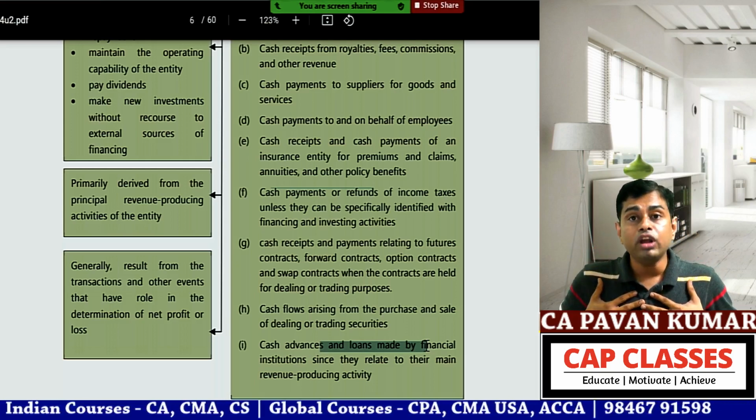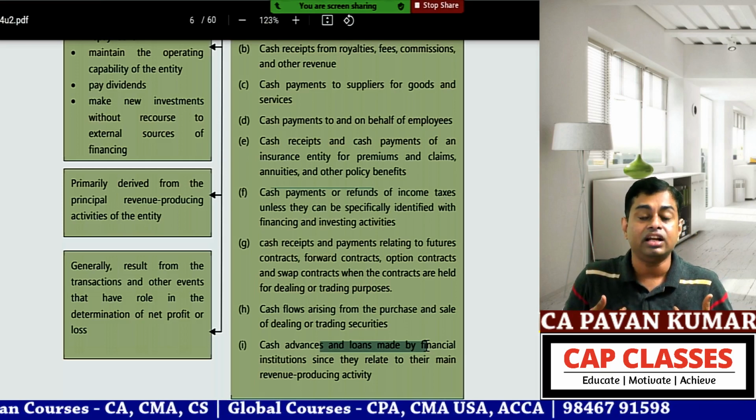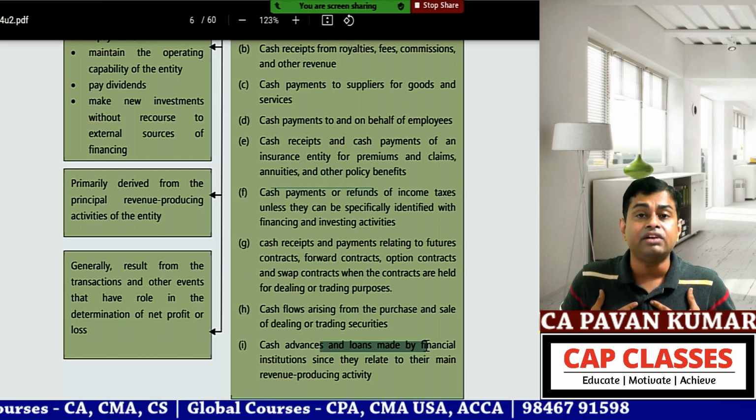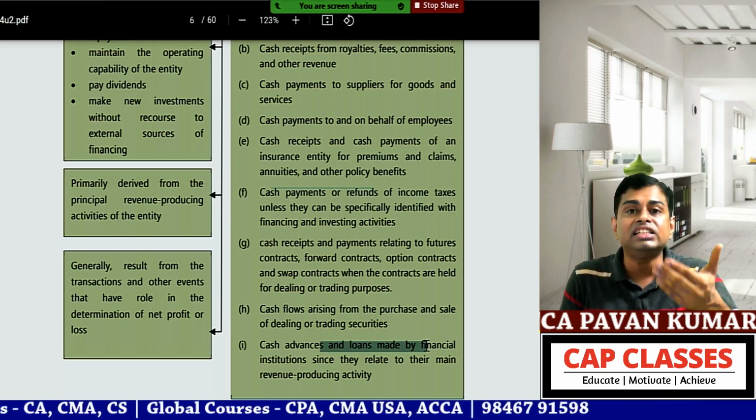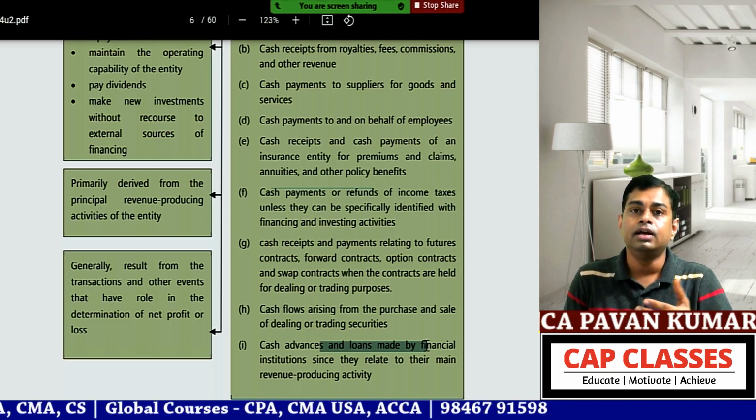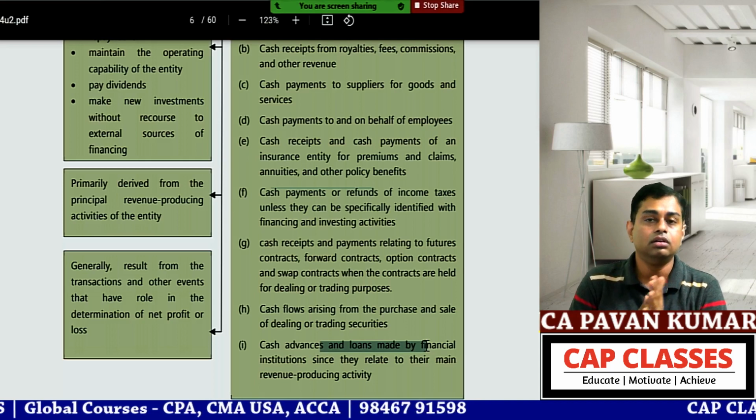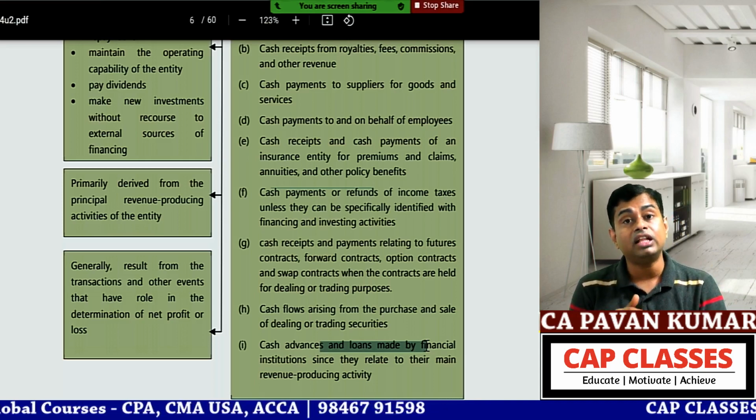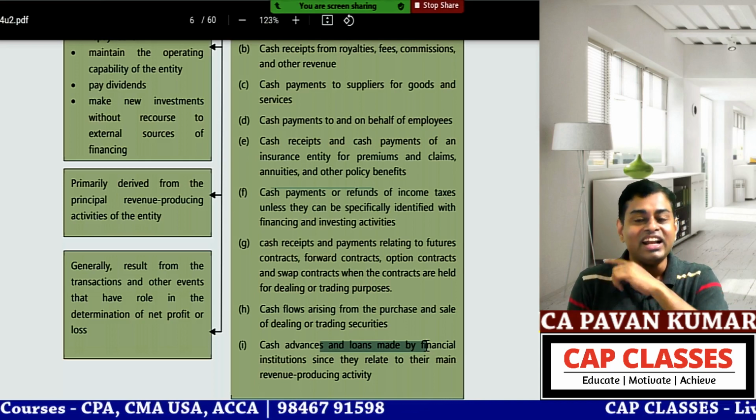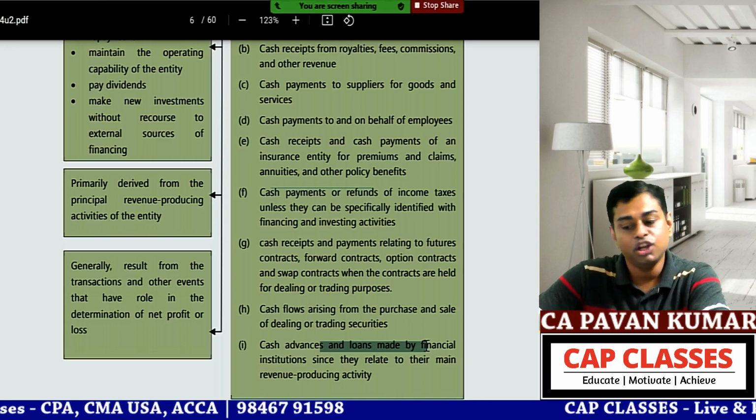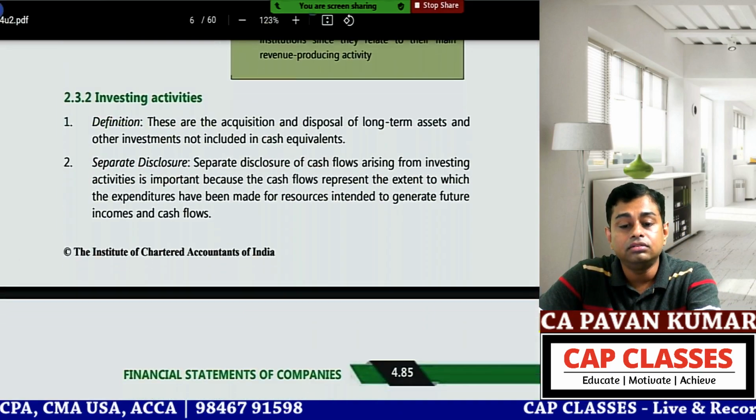If I am borrowing money, that is financing activity. If I am giving loan, that is investment activity. But if State Bank of India is giving loan, you cannot say investment. No, that is operating activity for State Bank of India. They are borrowing money from another bank. That is not financing activity. That is operating activity for them. You understand? So these are operating activities.